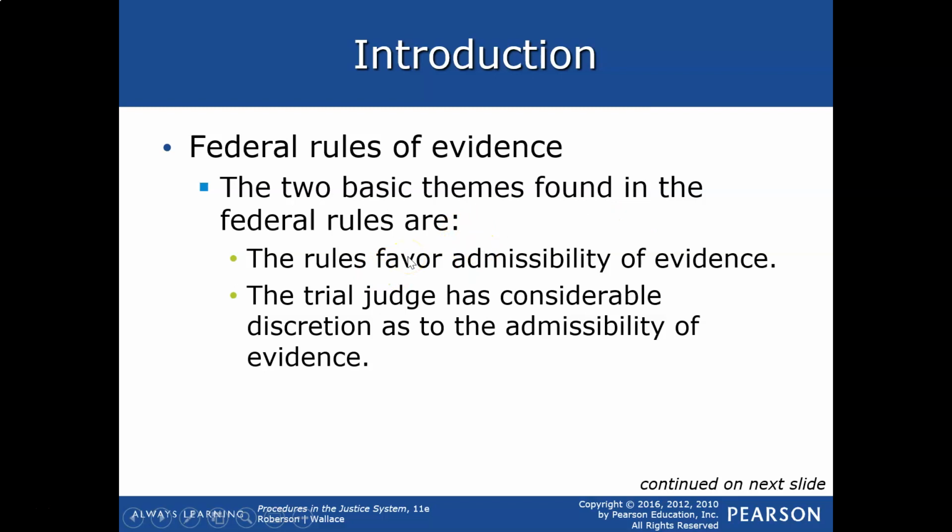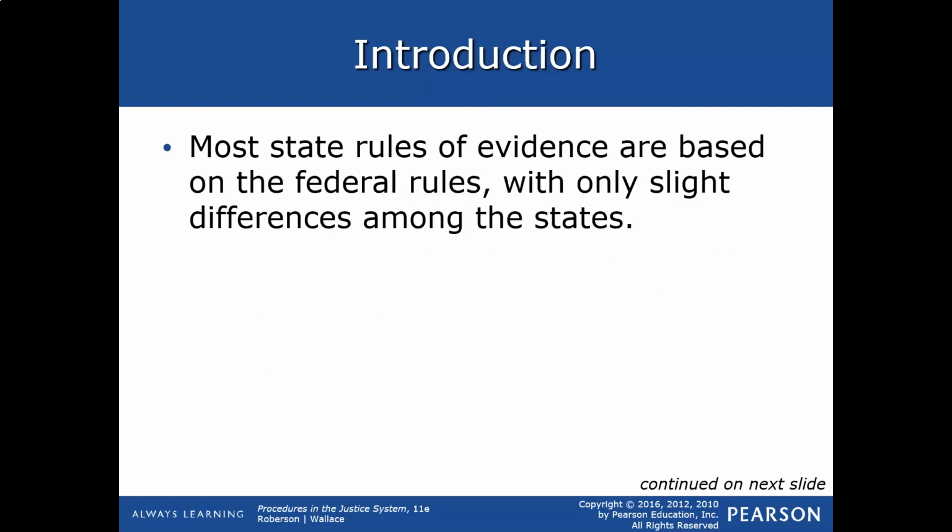There are 2 basic themes. The rules will favor admissibility of evidence. They kind of want to allow for evidence to come in, generally speaking, and the trial judge has discretion as far as the admissibility of evidence. So if there's a question as to whether or not some piece of evidence is going to be allowed in, generally speaking, the rules are going to favor that evidence being allowed in and the judge having discretion.